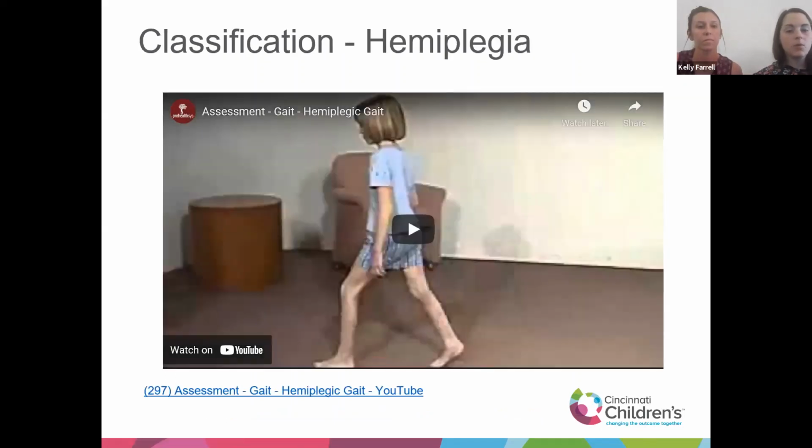So next we will be watching a video on the types of gait that we sometimes see in these kiddos. This first one is for hemiplegic cerebral palsy. So this little girl has weakness on one side of her body.